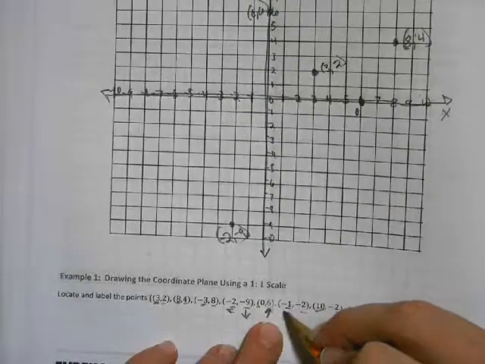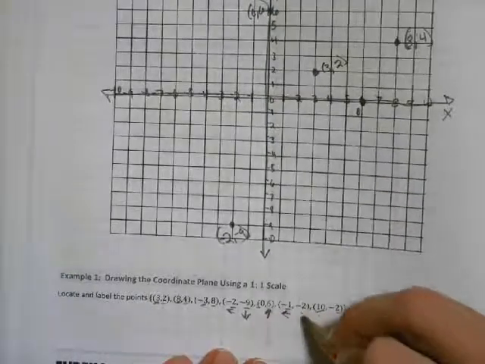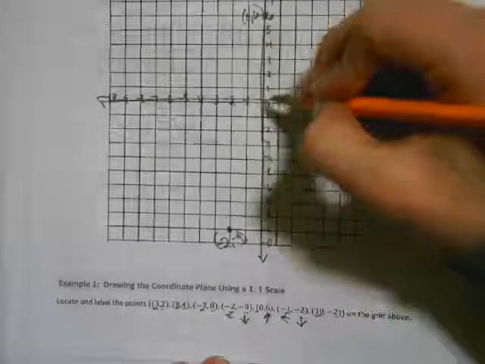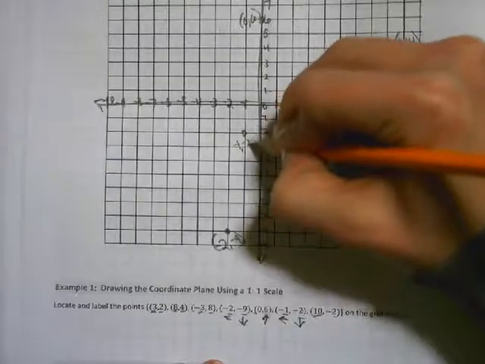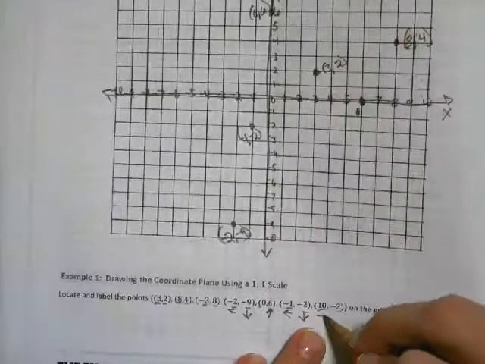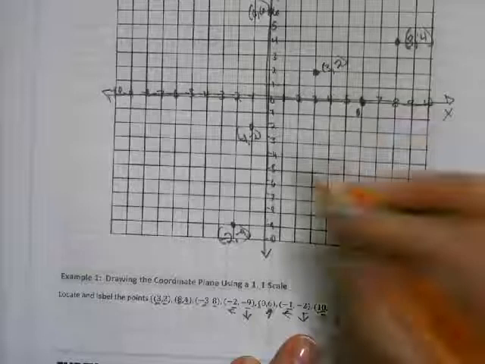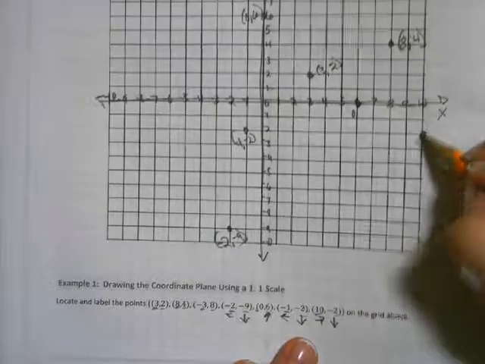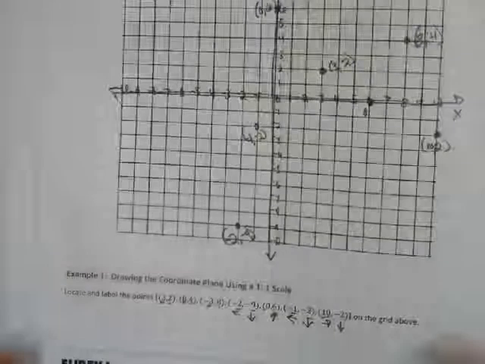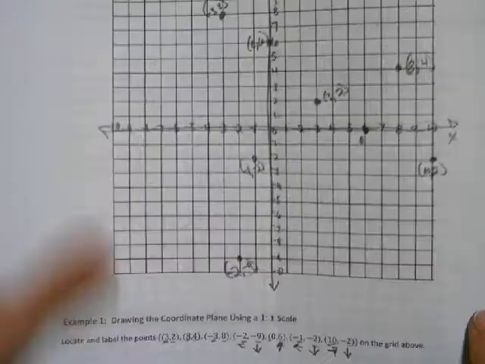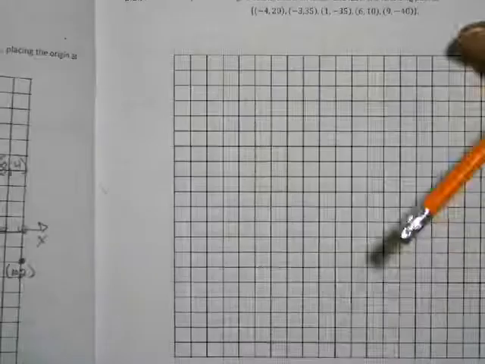This is a -1, which means I go left. This is a -2, which means I go down. -1, -2. And then I have a +10, which is to the right, and a -2, which is down. And that's where all of your points would be. So let's go to the next page.